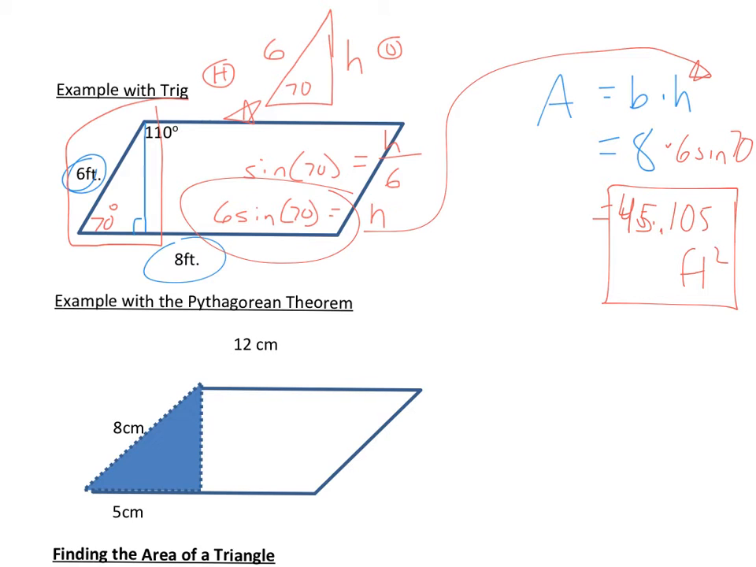Okay, we come down to the bottom one here. What you guys will notice is this is a very similar scenario. This is just going to be area equals base times height. The base is 12. That's real easy. The height, however, is unknown. It's missing. In order to find that height, they don't give me an angle, so I can't use trig like I did before. But they do give me 2 sides of a right triangle, and so I could say 5 squared plus h squared equals 8 squared, or 25 plus h squared equals 64.